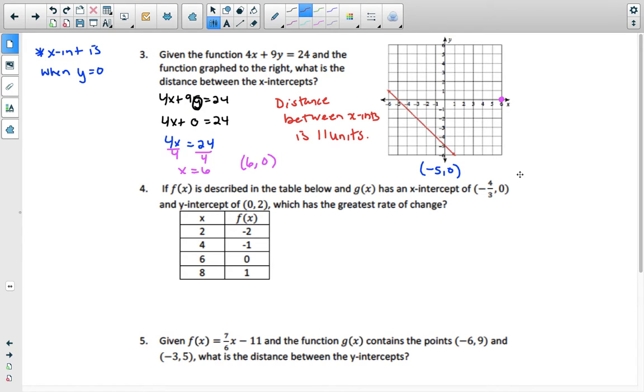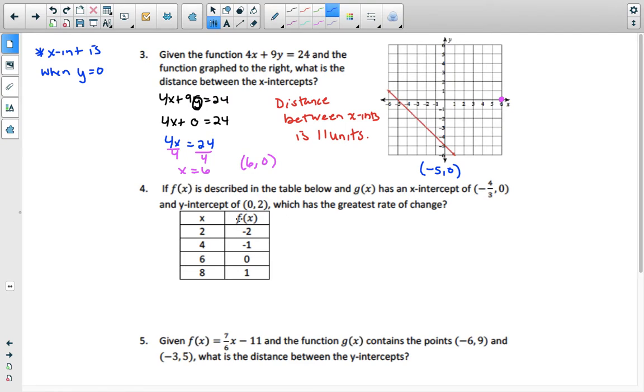Next, we have: if f of x is described in the table below, and g of x has an x-intercept of -4/3, 0, and y-intercept of 0, 2, which has the greatest rate of change? So again, rate of change is asking for the slope. So for f of x in the table, we need to determine the slope from the table.